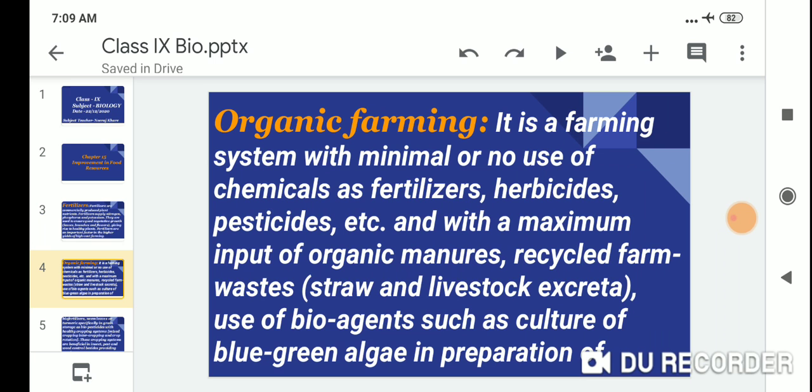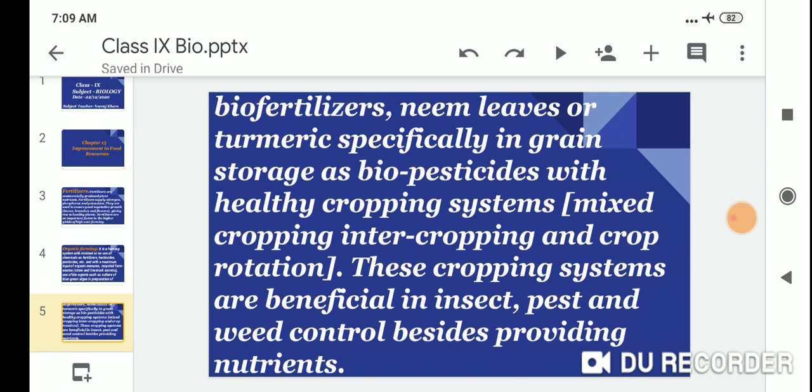Organic farming. It is the farming system with minimal or no use of chemicals such as fertilizers, herbicides, pesticides, etc., and with the maximum input of organic manure recycled from waste, and use of bioagents such as the culture of blue green algae in the preparation of biofertilizers, neem leaves and turmeric specifically in grain storage as biopesticide, with a healthy cropping system.